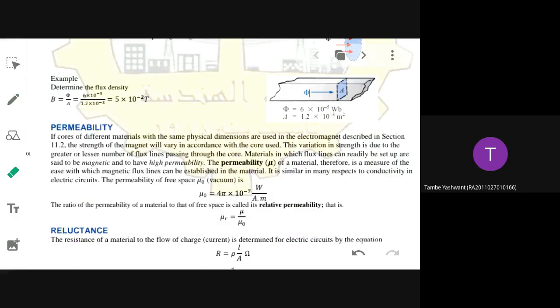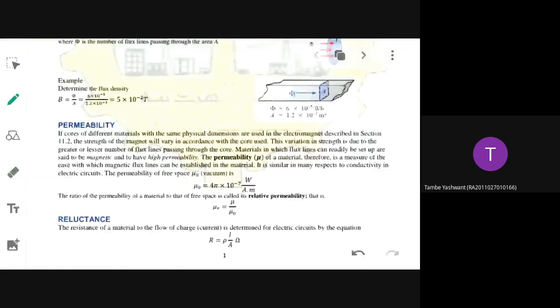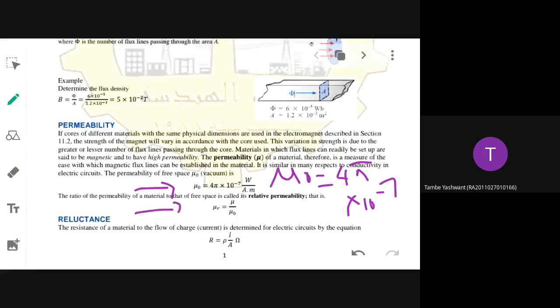What is the difference between permeability for a non-magnetic media and magnetic media? You know, there are three permeability cases. One is mu naught, a constant, 4 pi into 10 to the power minus 7. Then mu r represents your relative permeability. Mu will be absolute permeability. Mu is given by mu naught into mu r.